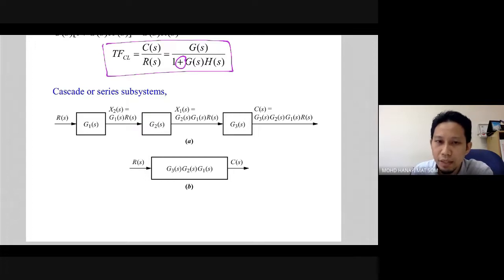You can represent it in a simplified block diagram. In figure B here, you have the input, you have the output. So the transfer function inside is G3 G2 G1. Understand? This is very simple. You just multiply every subsystem, G1, G2, G3.